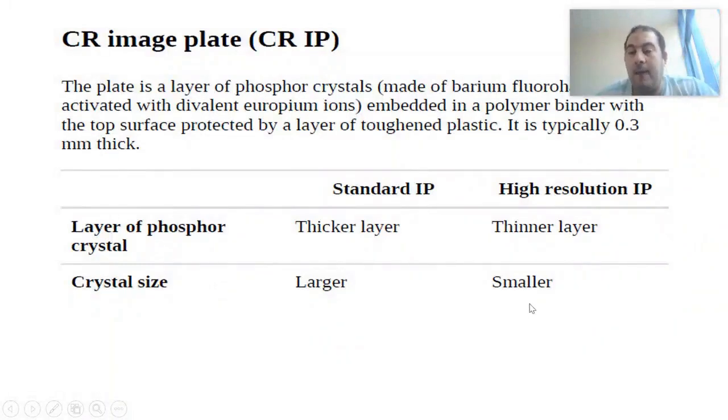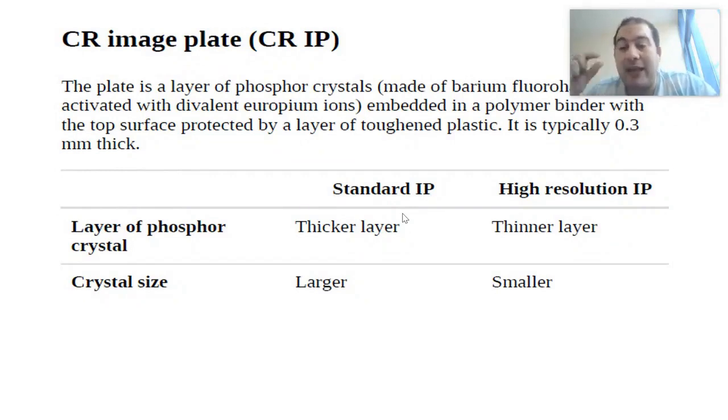So what does this mean? It means that your detection quantum efficiency is higher in the standard imaging plate. Why? Because it is thick. What does that mean? It means that your efficiency is higher in the standard imaging plate. Therefore, the area exposed to radiation is higher because the crystal size is larger, which also increases the area exposed to radiation, thus enhancing the detection efficiency.